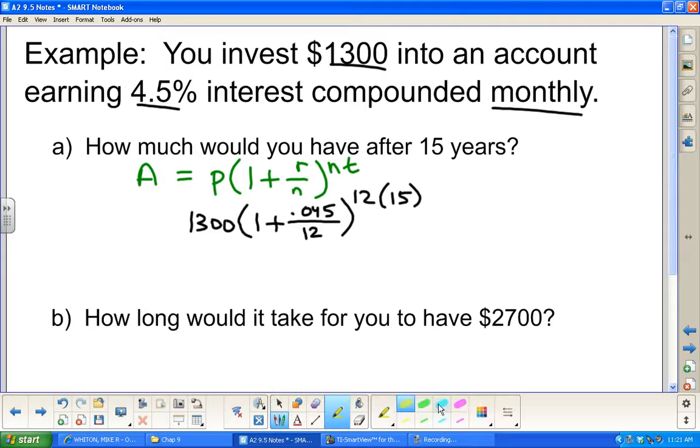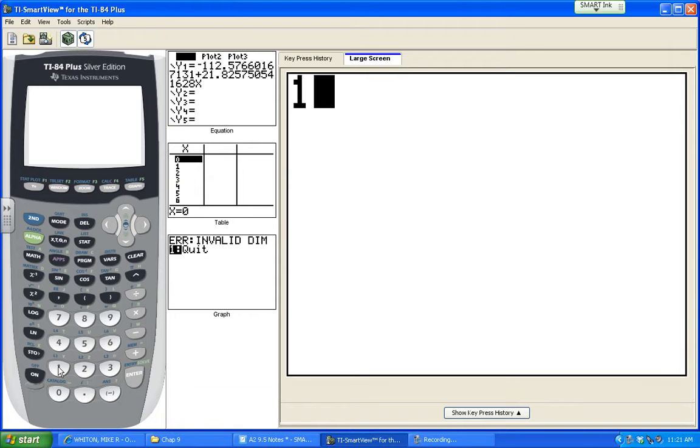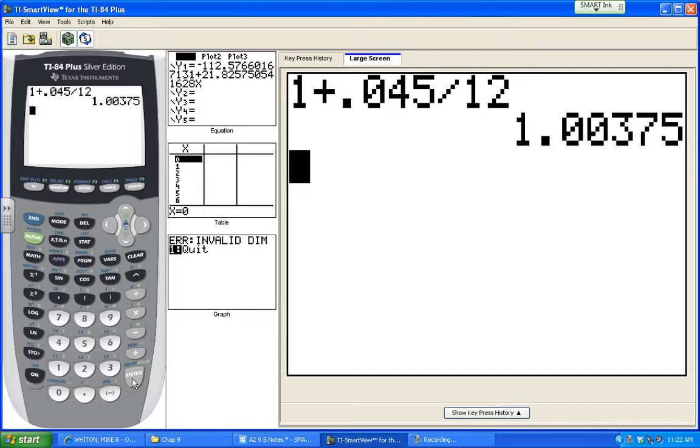I would be a little careful. It's definitely doable in one step, but I would probably encourage you to do at least a couple steps. Let's figure out what that number is first. So on the calculator we'll do our 1 plus 0.045 over 12. Again, it's definitely possible to do the whole thing in one step, but I personally like to break it down. So let's say that's our b value, that's the growth.